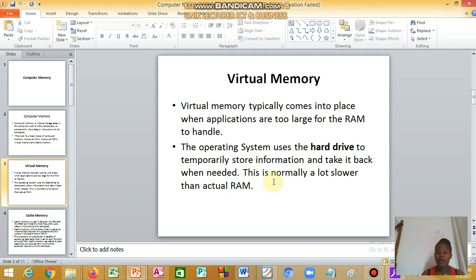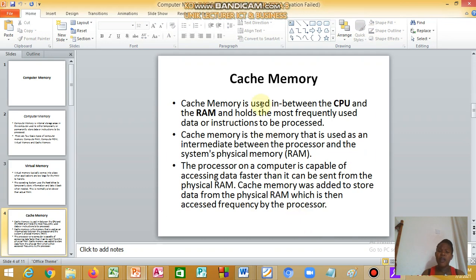This is normally, it is always slower than the actual memory. Then we have the cache memory.